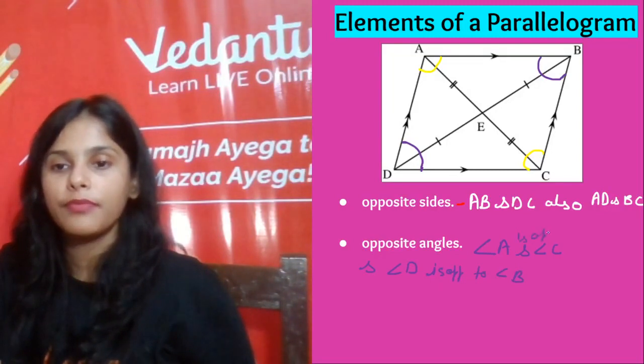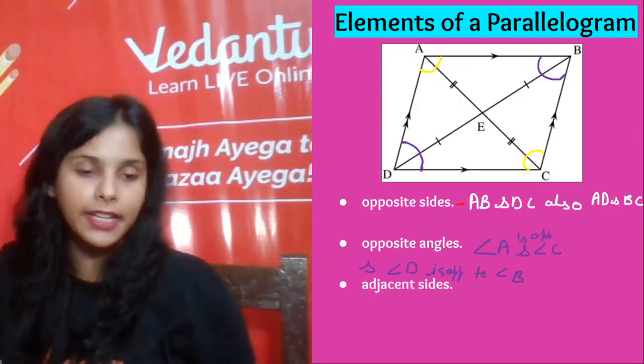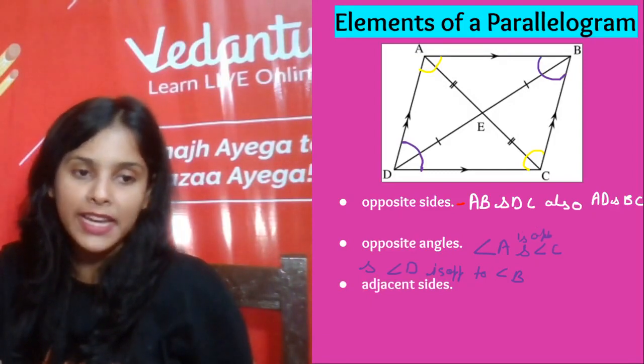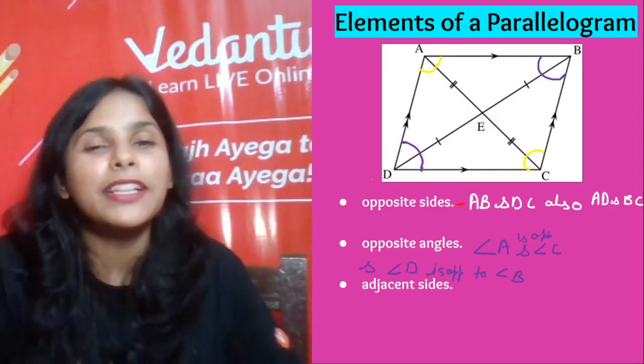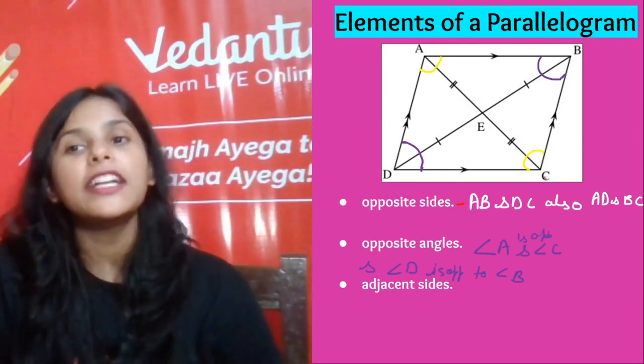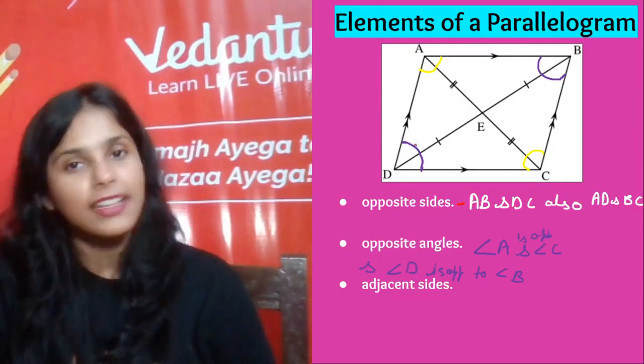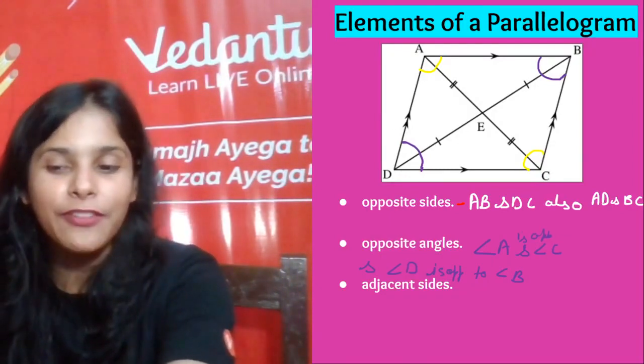Okay. Now tell me everyone, what do we mean by adjacent sides? We all know what adjacent sides mean, right? Adjacent means neighbour. So who is the neighbour of AB? BC. Who is the neighbour of BC? CD. Who is the neighbour of CD? AD. Okay? I hope it is clear to everyone.